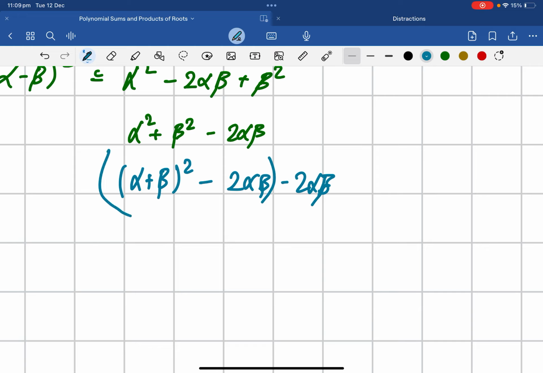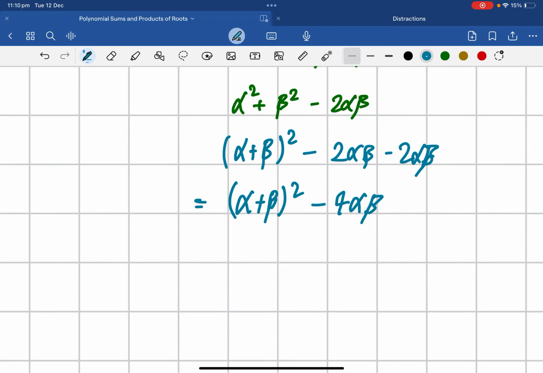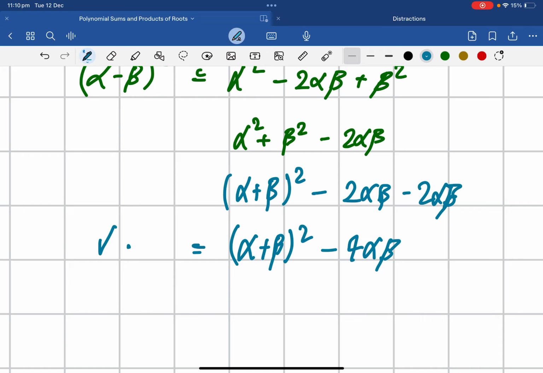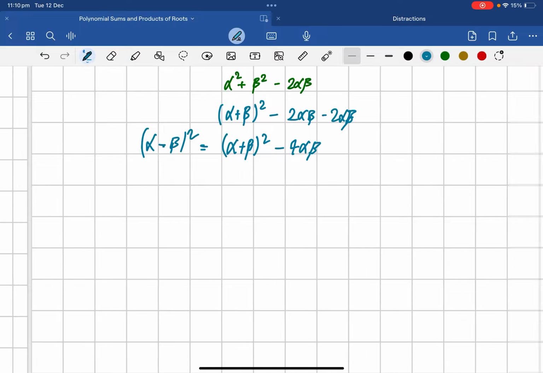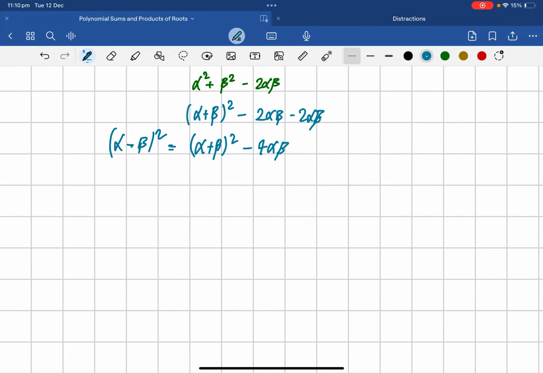This 2 alpha beta is from this one, and this 2 alpha beta is from here. So this just becomes alpha plus beta whole squared minus 4 alpha beta. Okay, that is what this alpha minus beta whole squared is. Now they only wanted to know what's alpha minus beta, so let's square root both sides.